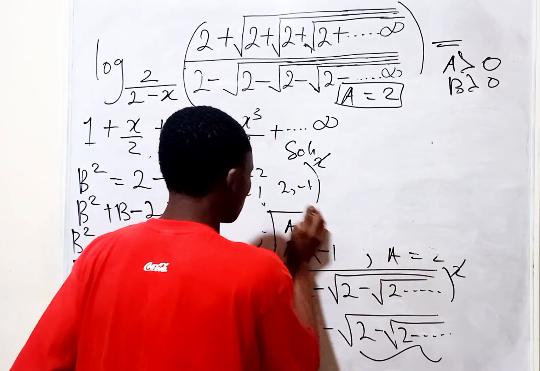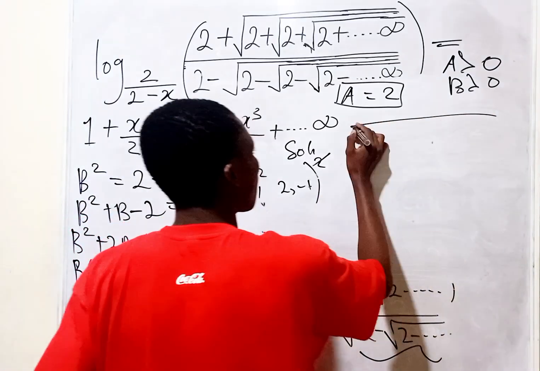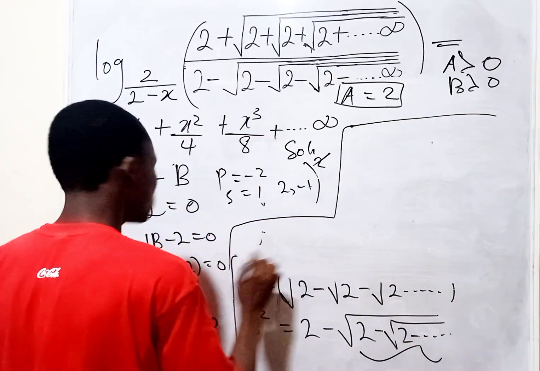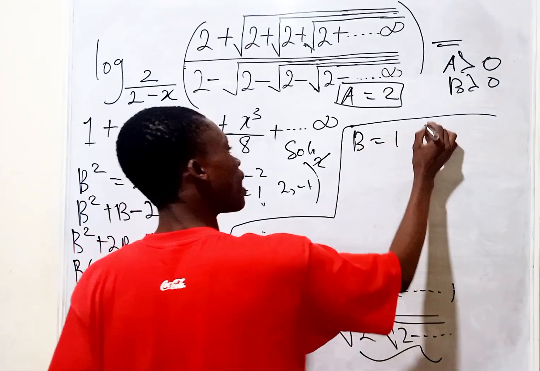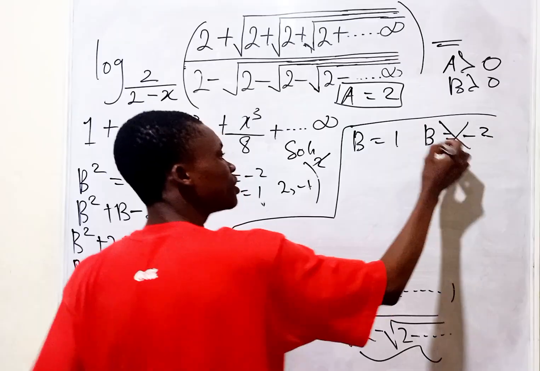So from here, we're almost done. Just watch to the end. So from here, what can we see? We say that b equals 1 and b equals what? Negative 2. So since we say b must be greater than 0, we trash this.